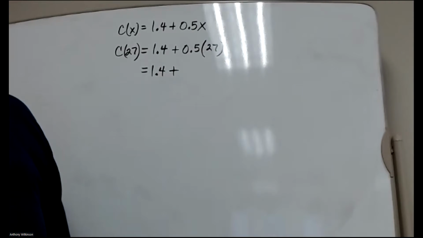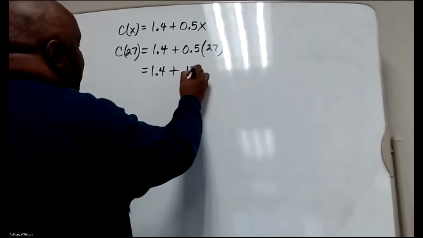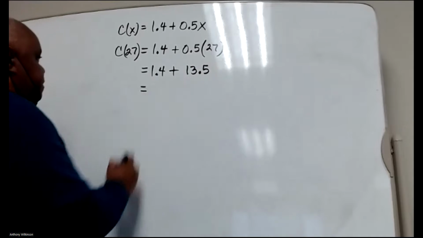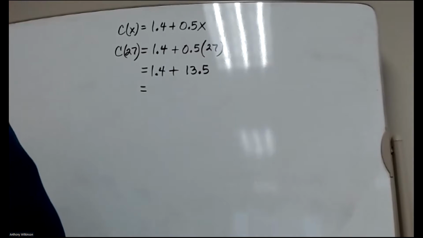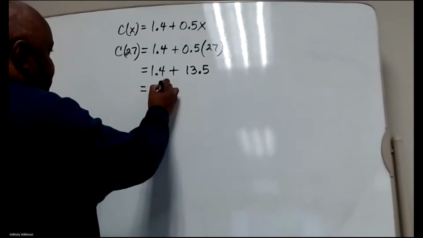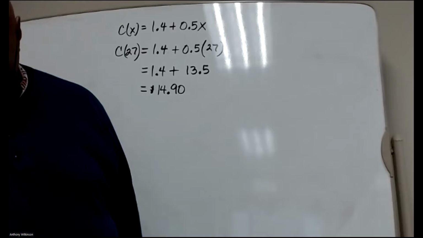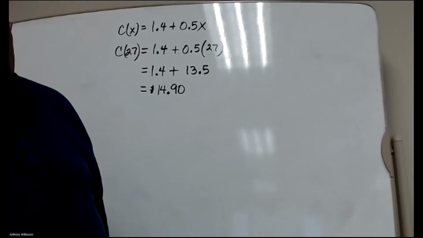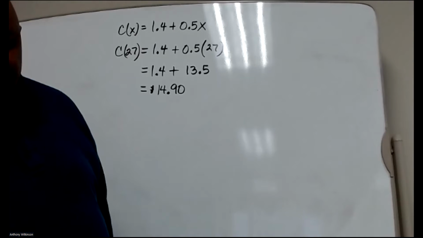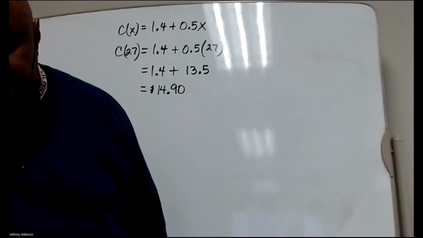So if I do first the 0.5 times 27, I'm going to get 13.5. And what would 13.5 plus 1.4 be? $14.90. And usually money amounts are written with 2 decimal places. So the charge for a ride of 27 miles will be $14.90.